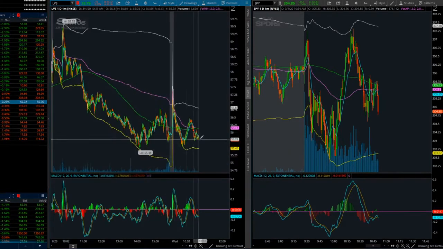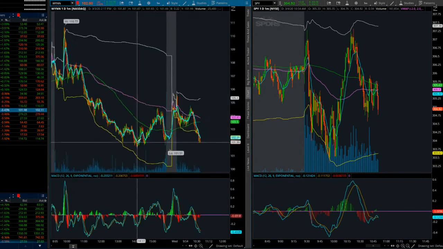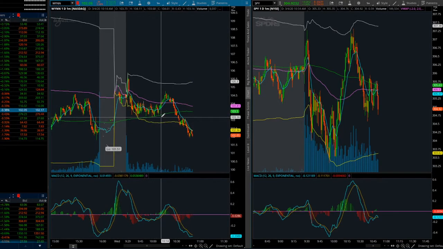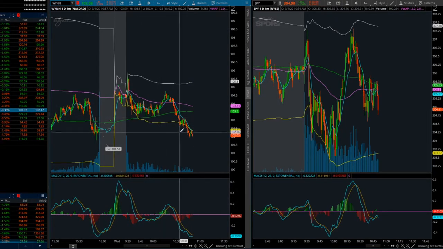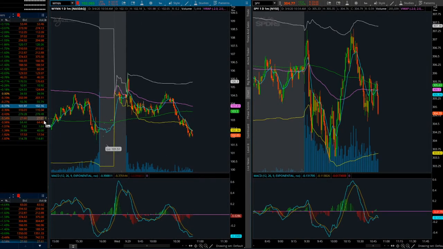Las Vegas Sands came down here and they're consolidating, whereas if we look at Wynn, there we go, Wynn is much lower than they were previously and is looking to continue to go down. However, there are going to be some companies that trade very, very close to this SPY pretty much constantly.